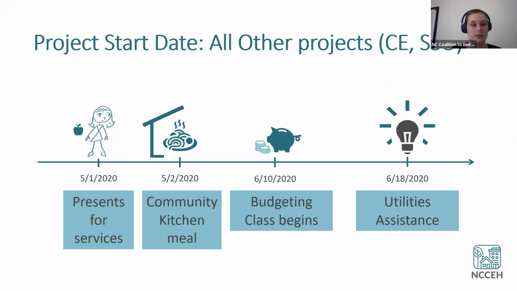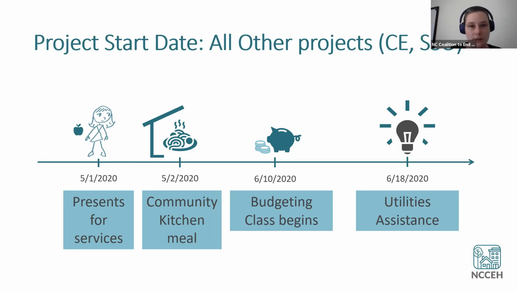So Henrietta presents for some services, maybe gets a little snack, comes back the next day for a community kitchen meal, a larger meal, and then starts a budgeting class a little bit later in the next month. And a few weeks after that, on the 18th, she's actually able to access some utility assistance, so some financial assistance from this supportive services only project. So what is the correct project start date for our client?